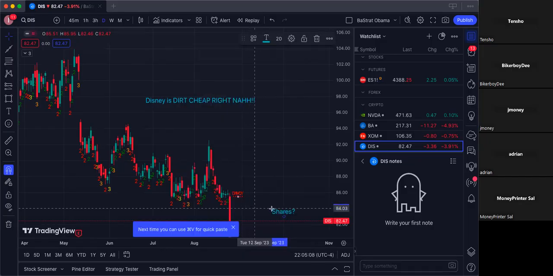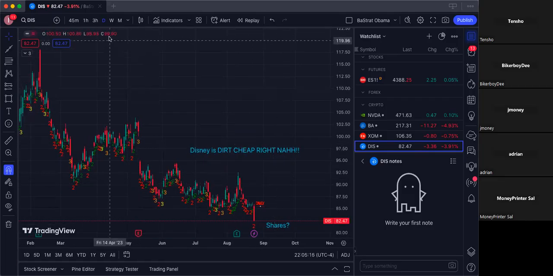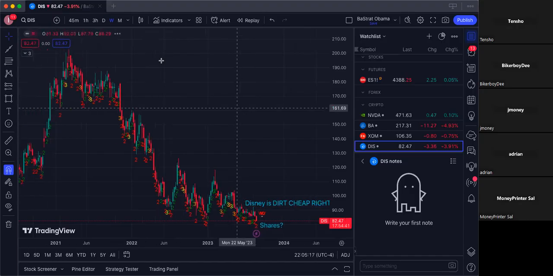Nvidia's up 2,000 a coin. Nvidia's up 3,000 a coin. Nvidia's up 4,000 a coin. Nvidia's up 5,000 a coin. Yeah, that was sweet.